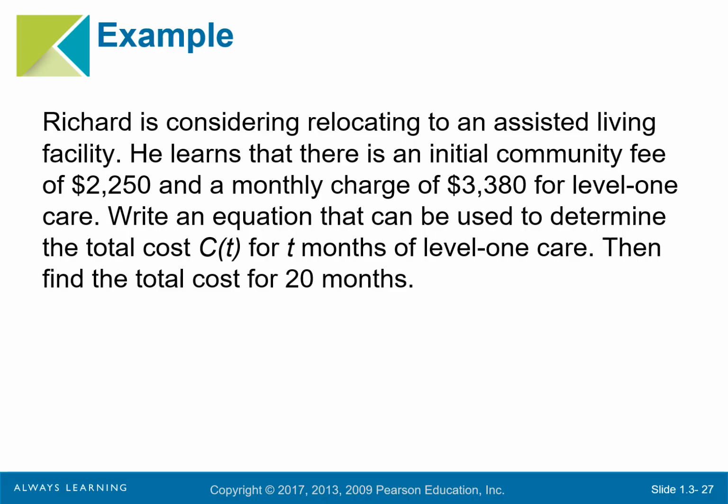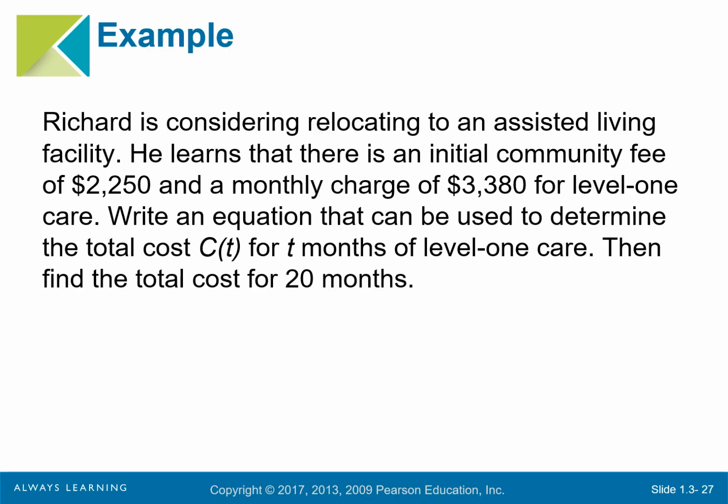Now for our last example here. Here we actually need to come up with the linear equation. So let's read through it and then we'll work through it together. Here we have Richard is considering relocating to an assisted living facility. He learns that there is an initial community fee of $2,250 and a monthly charge of $3,380 for level 1 care. Write an equation that can be used to determine the total cost C of T for T months of level 1 care. Then find the total cost for 20 months.